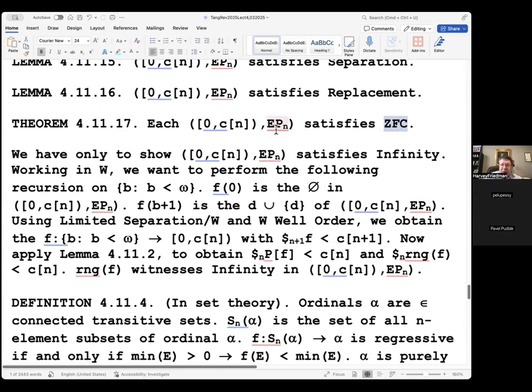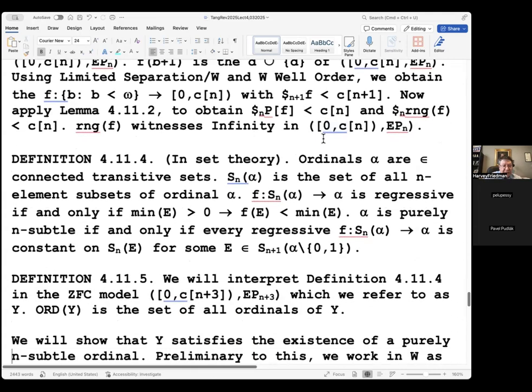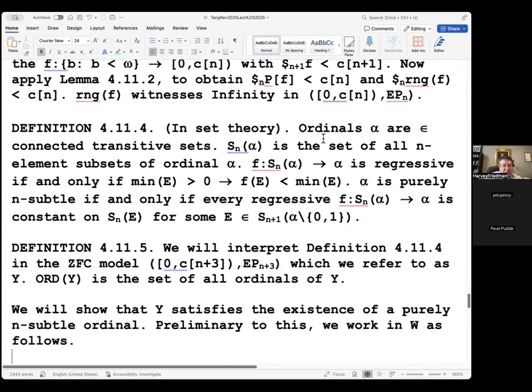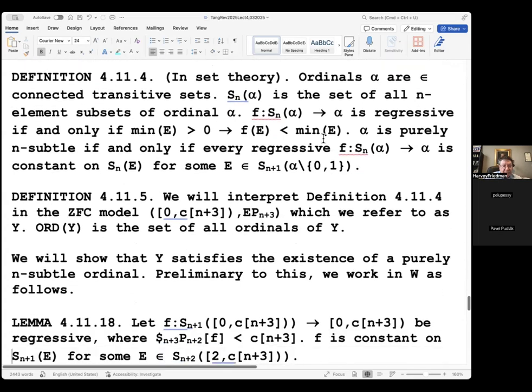But we want to get the large cardinals. So we want to show that each one of these things has pretty strong large cardinals in them, not only satisfying ZFC, but also satisfying that there are some pretty large cardinals in there. Okay, that's what we want to do. All right, so let's do a digression into set theory itself to remind us where we're going. How do we do this?